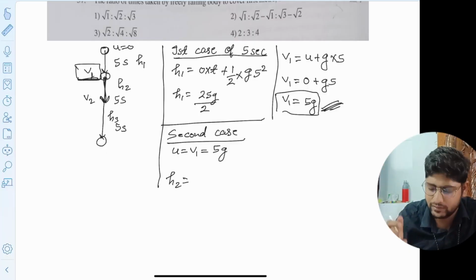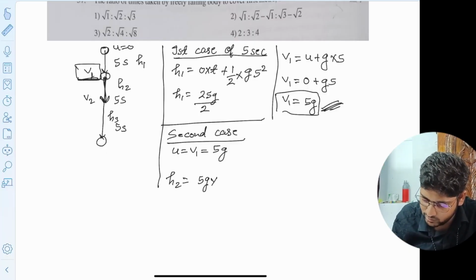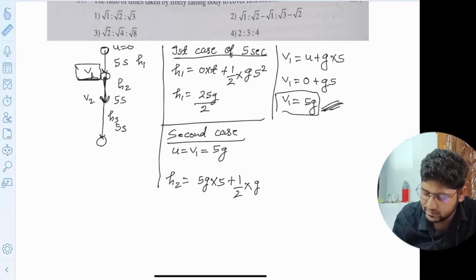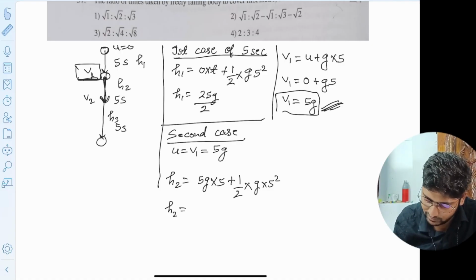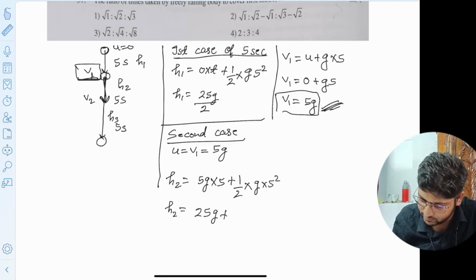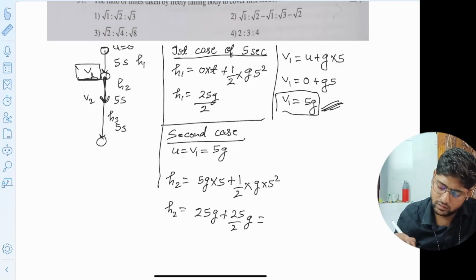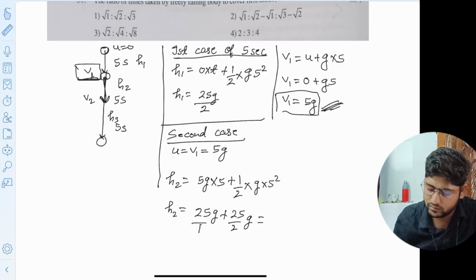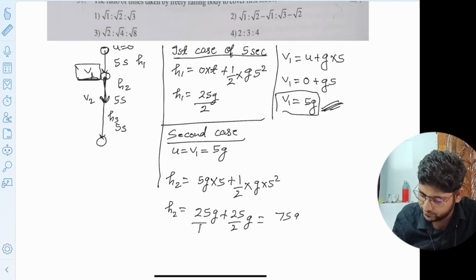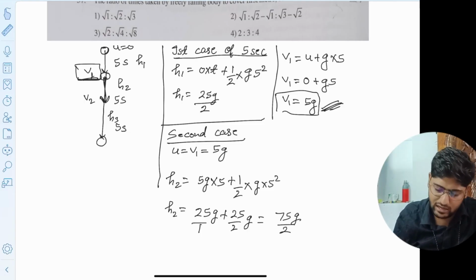h2 equals initial velocity 5g into time 5 seconds, ut, plus half acceleration g into time 5 squared. So h2 equals 25g plus 25 by 2 g. Take the LCM here: 50g plus 25g over 2, so 75g by 2.